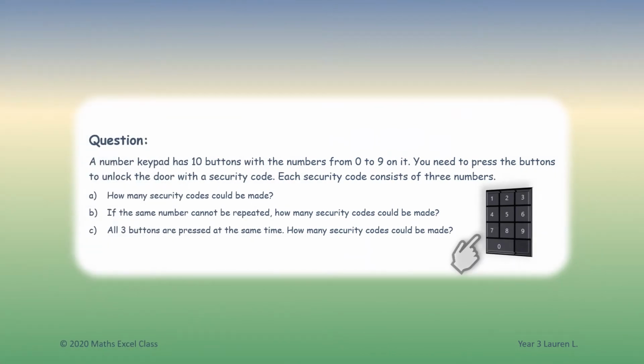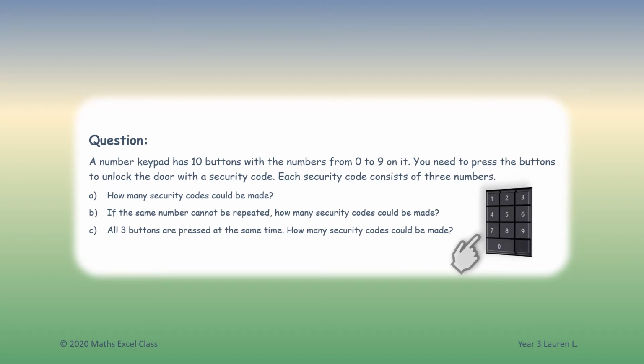A number keypad has 10 buttons with the numbers from 0 to 9 on it. You need to press the buttons to unlock the door with a security code. Each security code consists of 3 numbers. A. How many security codes could be made?